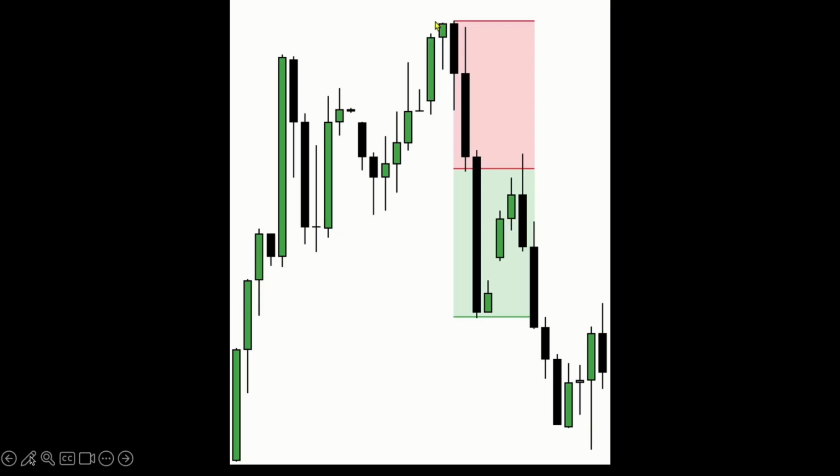What we can then do is measure premium to discount of this displacement leg. Meaning we measure from the high to the low that formed during the displacement leg. Market retraces into a premium and it then distributes lower. Premium being above 50% of this dealing range.